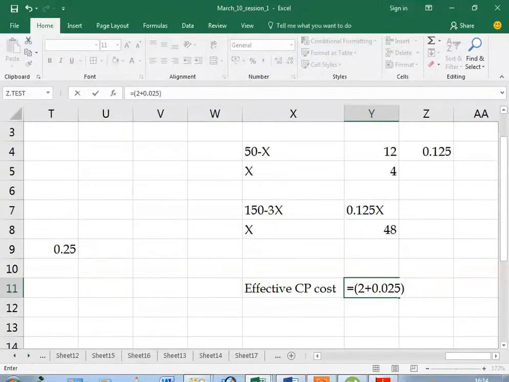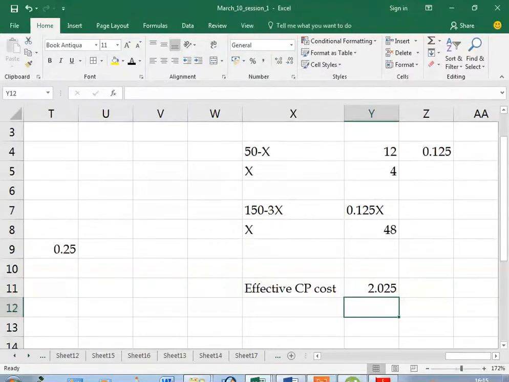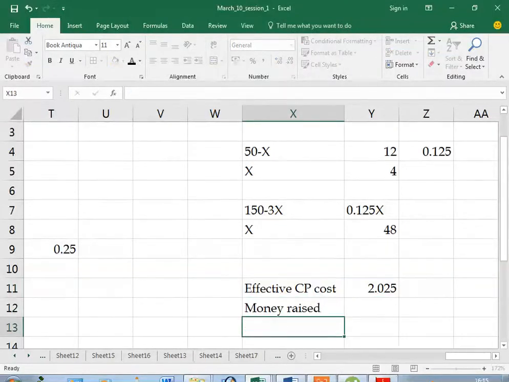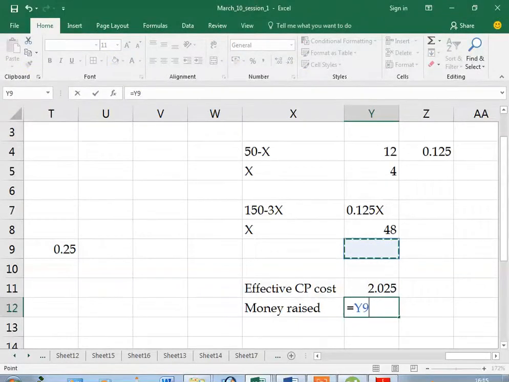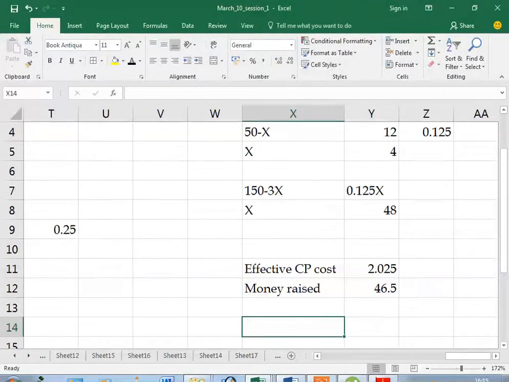Listen for some time, I don't want you to write. 2 lakhs plus 0.025. This is my cost. So this much I have to spend every installment I take. Every CP installment, I have to pay 2 lakhs of interest and 0.025 of issue charges. Money raised is 48 minus 1.5. Because what happens is, though I receive 48 lakh, 1.5 lakh will be taken by the bank. They say you have to maintain it in a fixed deposit. So net CP gives me only 46.5.